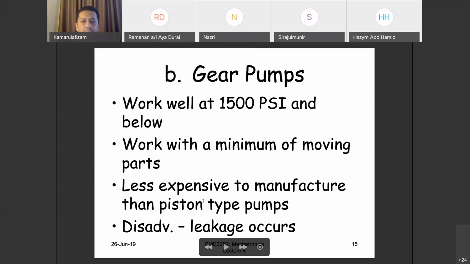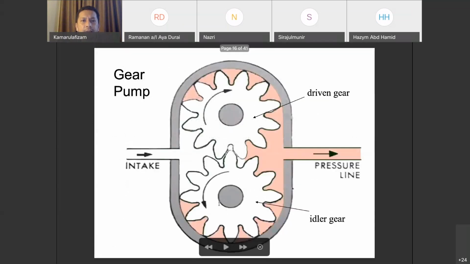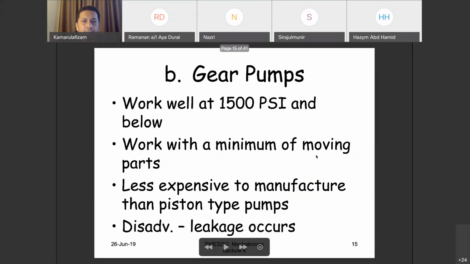One of the advantage is leaking. This is gear pump. Okay, so this is intake. So bila you pusing benda dua gear ni, basically you have low pressure dekat sini and you create pressure on the other side. And of course, from this operation you akan create satu flow lah. So this is gear pump.